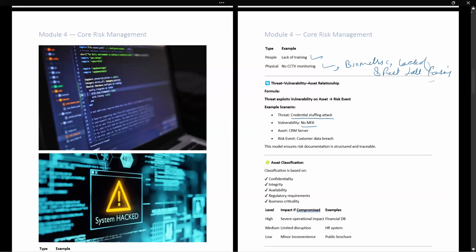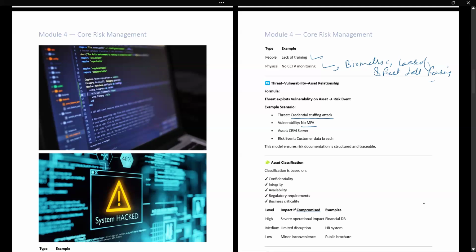So what is happening here? Somebody is trying to steal your credentials by using a credential stuffing attack, and because you do not have multi-factor authentication, your CRM server would be hacked and your data would be breached, so customer data would be stolen, right?